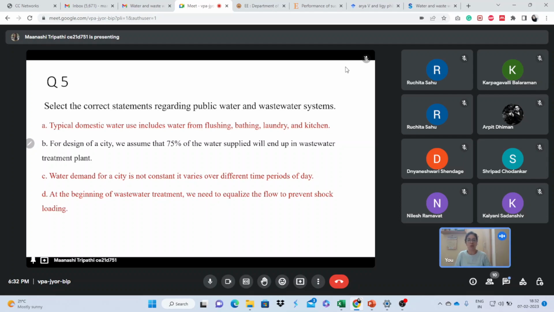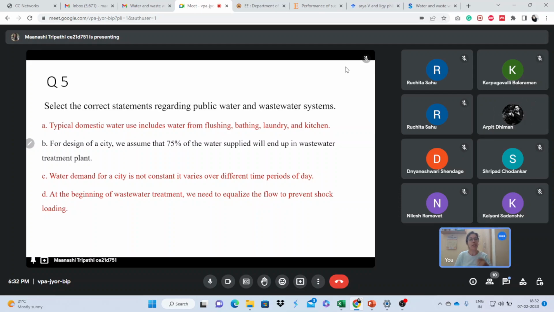Typical domestic water uses include domestic water, meaning water from home, as I have already told you. So at home, what do we do? Flushing, bathing, laundry, kitchen. These things are domestic water. The second option was: for design of a city, we assume 75% of the water supply will end up in the wastewater treatment plant. This is also correct, but it is not only 75%; it may fluctuate. Generally, 80% is suggested by the CPHEEO manual.